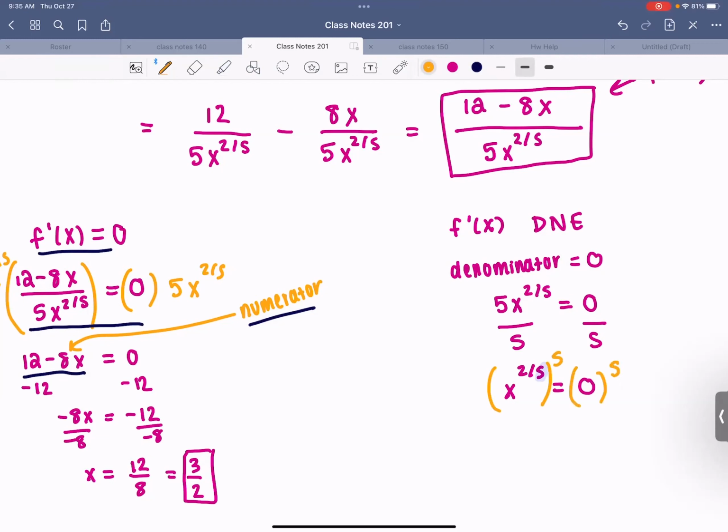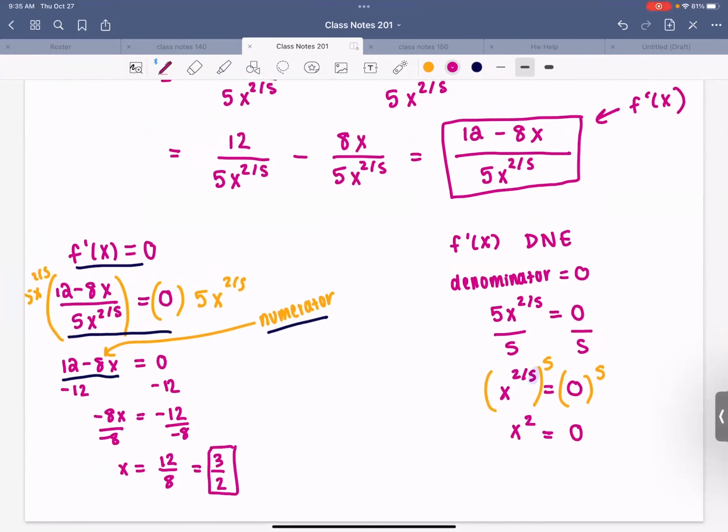Okay. What am I left with on the left when I do this? X squared. Good. It cancels out the 5. On the right, 0 to the 5th power is still 0. What do I have to do now? Square root. Remember, plus or minus sign when you take the square root, but it doesn't really matter because it gives us x equals 0.